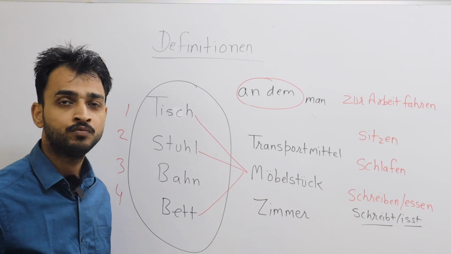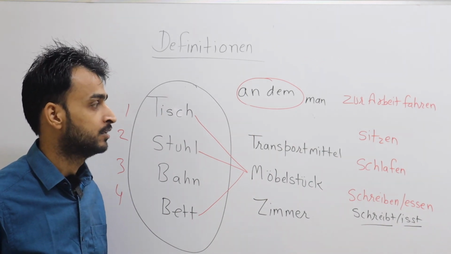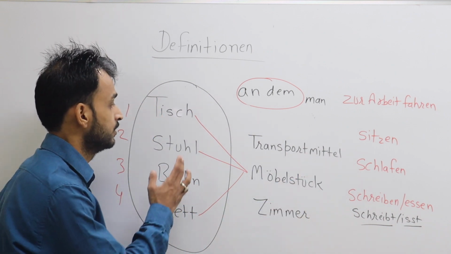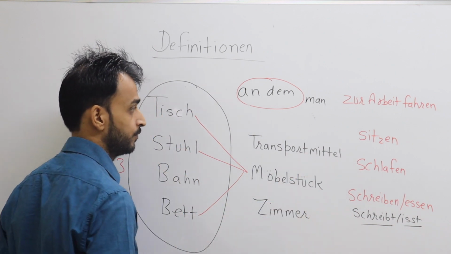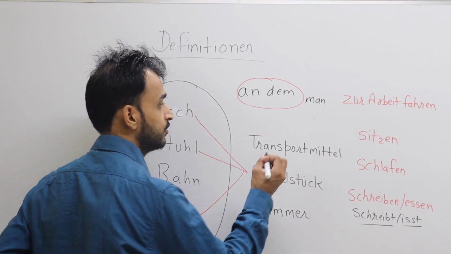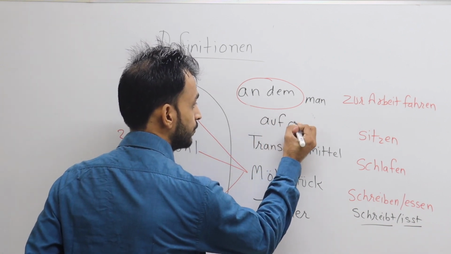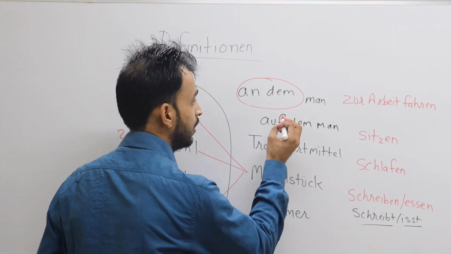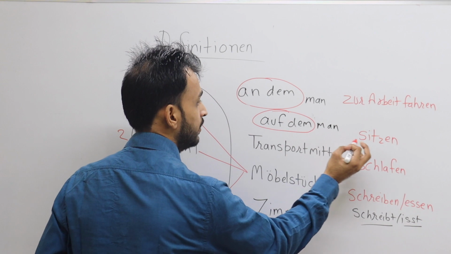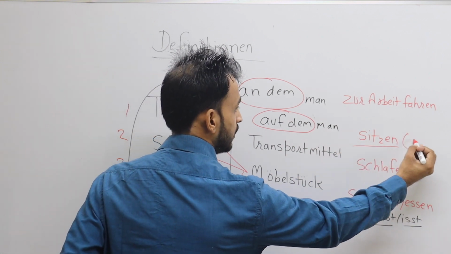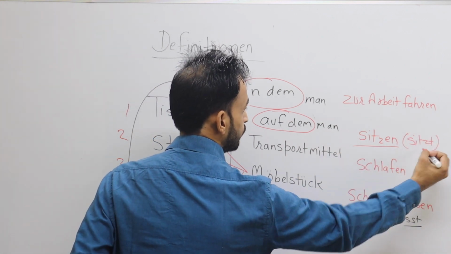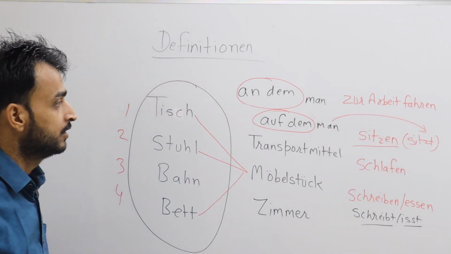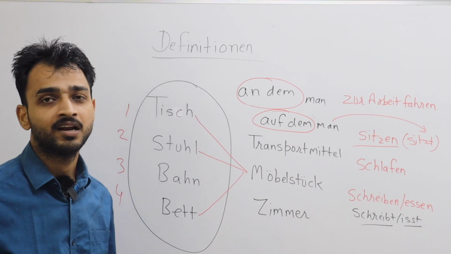So how do we use it? We use it in order to sit. We can sit on the chair. So Stuhl ist ein Möbelstück. Now here the preposition is auf dem. Auf dem man sitzt. I conjugate and it becomes sitzt, because man is third person. So verb position is last again because this is a relative structure.